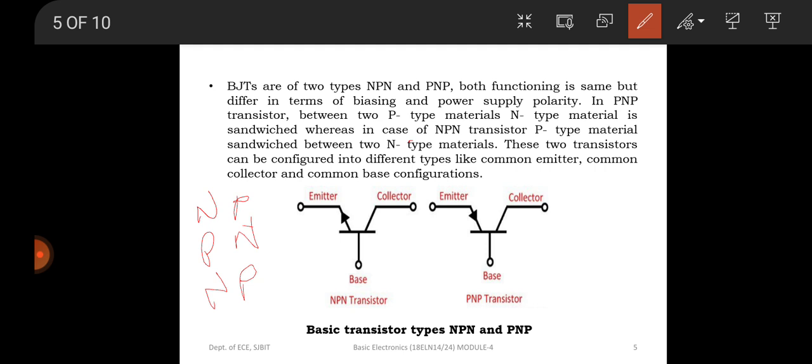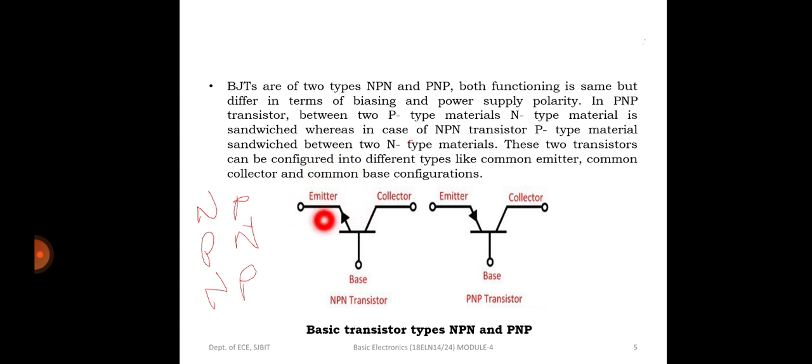Let us have a symbolic representation of our PNP and NPN transistors. We have the emitter, base, and the collector. This is our emitter, this is the collector, and this becomes the base of the NPN transistor. The arrow mark on the emitter, that is an outward arrow mark, indicates it is an NPN transistor. Similarly, I have the PNP transistor where you have the emitter, collector and also the base region. We can see the arrow mark is indicated inwards on the emitter terminal, so this indicates it is a PNP transistor. This is how we represent logically the PNP and NPN transistors.